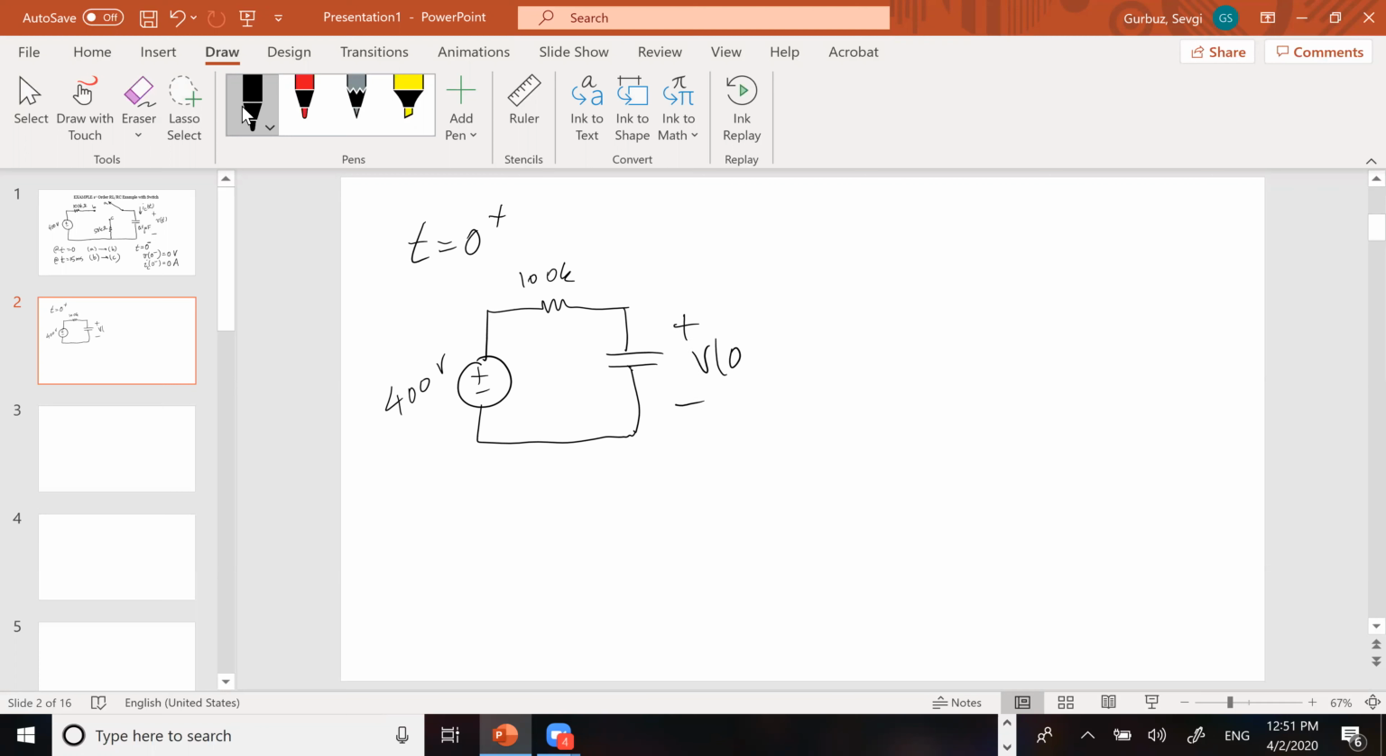So the voltage across the capacitor is going to be labeled V of 0 plus because we're looking at the instantaneous behavior right after the switch. And there's going to also be some current going through, which is also IC of 0 plus.